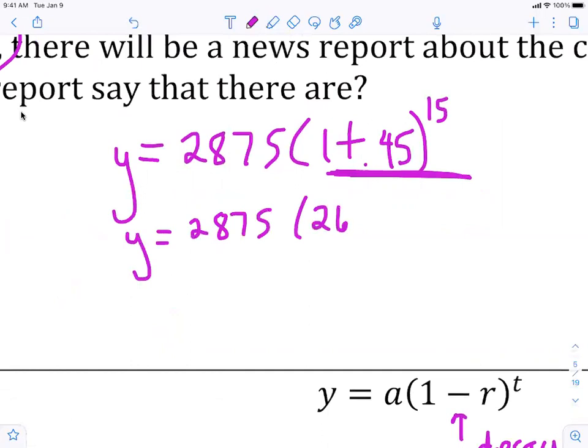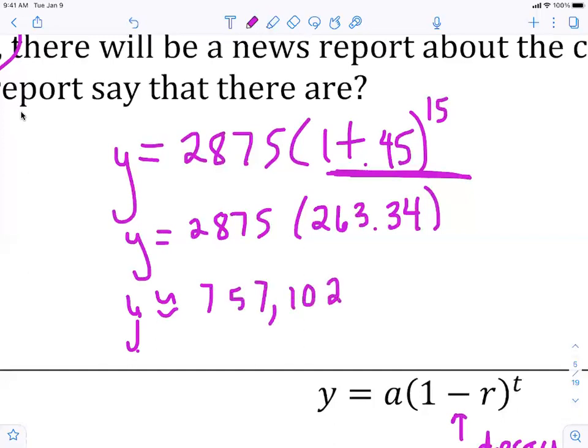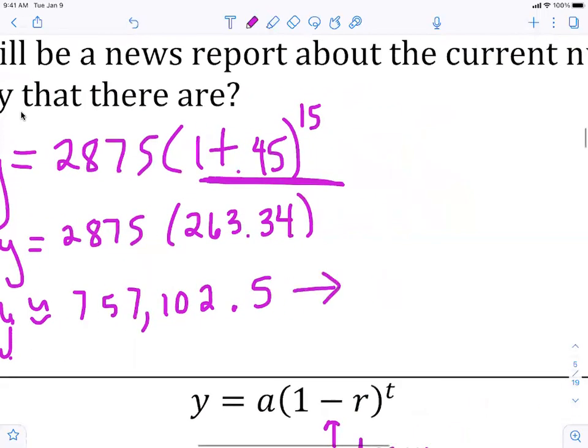If I take 1 plus 0.45 raised to the 15th power, that's going to turn out to be approximately 263.34, which if we multiply it together, that means, whoo, that was fun. y is going to be approximately 757,102.5, which, remember, we're talking about zombies.